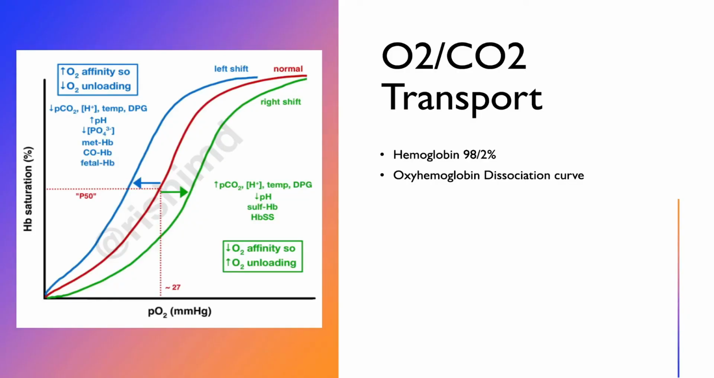All right, that brings us to oxygen and CO2 transport. We've talked quite a bit about how we get oxygen into our blood and how we get carbon dioxide out, but we haven't necessarily talked about how the oxygen is delivered and how the carbon dioxide is picked up. In order to explain that, we're going to use this oxygen saturation curve, typically called the oxyhemoglobin dissociation curve.